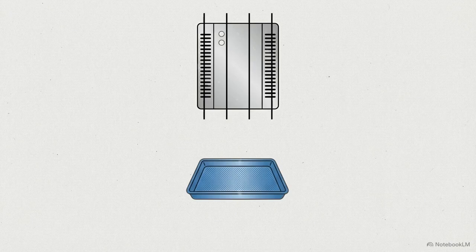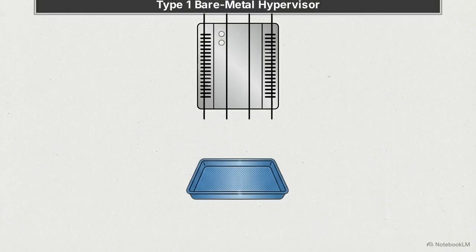In large-scale data centers, we use Type 1 or bare metal hypervisors. These are installed directly on the hardware. By removing the middleman operating system, they provide the high-speed performance required by providers like Google and AWS.